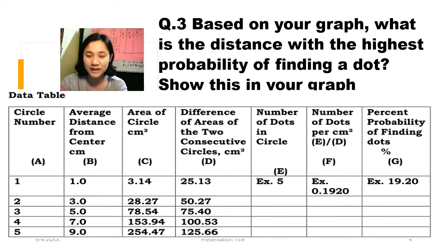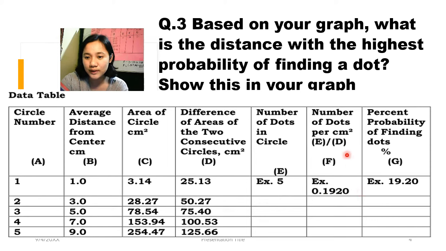Siyempre, iba-iba tayo ng data. So, iba-iba rin yung magiging graph na magagawa natin dito. Okay, so, dito sa ating example, dito sa data na meron tayo sa module ninyo, given na yung 1, di ba? Example lang naman to. Okay, so meron daw 5 yung dots na nakuha niya sa 1 cm. So, ibig sabihin, ang nakapalibot na dots dun sa 1 cm na guhit or na bilog ay 5 dots.